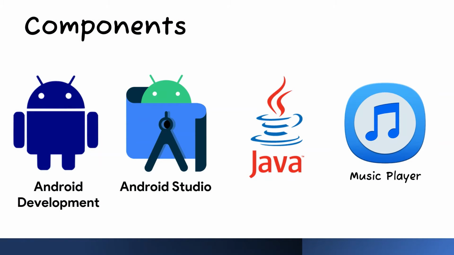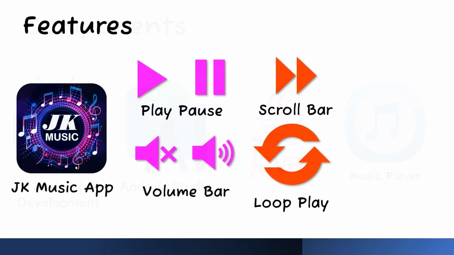The components in this project are Android app development using Android Studio. The code is written in Java, and the music player library resource in Android Studio is also used. The features are the no-frills basic functionalities found in a normal music player. It has play and pause buttons, a volume bar, a scroll bar and loop play button.